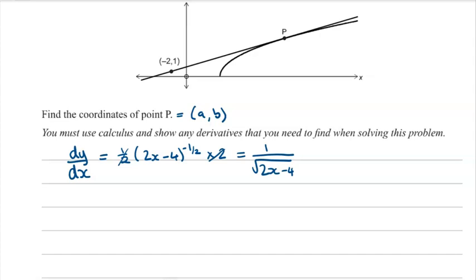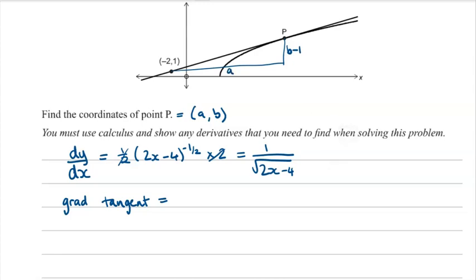Now the gradient of the tangent, we can do in terms of rise over run. So we've got P is the coordinates (a, b). So the rise is b minus 1.